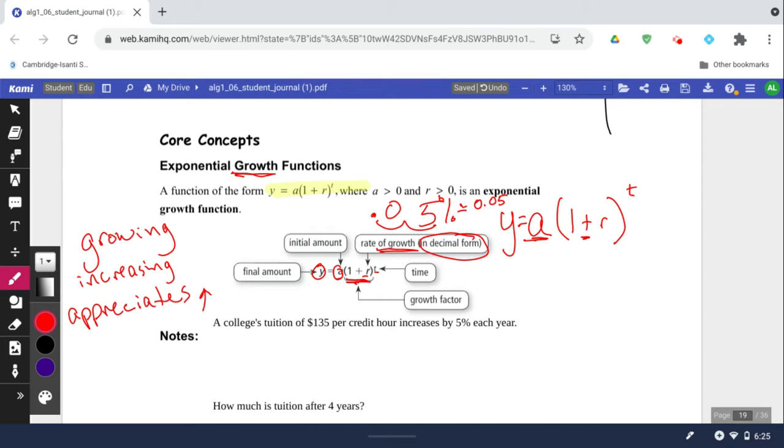Okay, so the very last bit is our time. That's why this is an exponential. We're taking it to the t power. So if I say it goes up by this much every week, it's how many weeks. If I say it's every month, it's how many months. A lot of times it's years. So if it says it goes by this much every year, it's how many years. Okay, so let's put this into action.